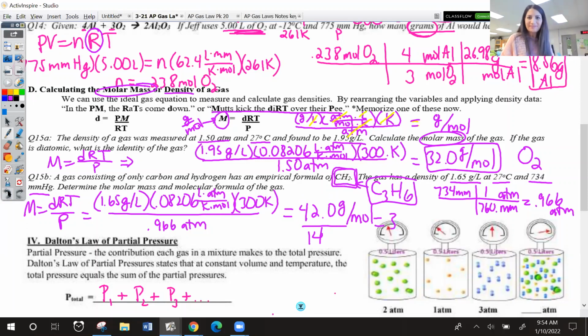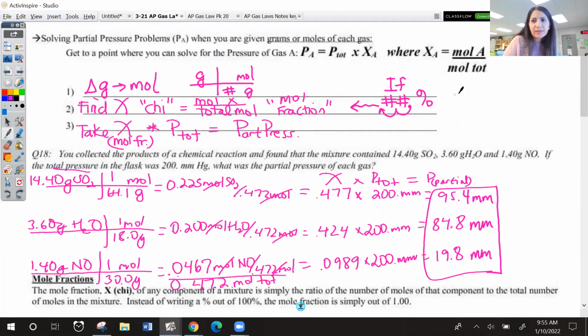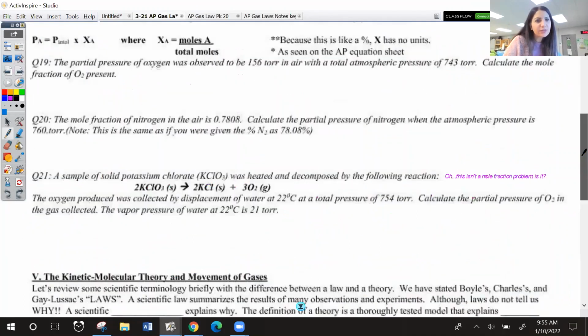Okay, good. All right. And then I think maybe we'll, I just want to see if I have to do this right now. Let me just see. Partial pressures.